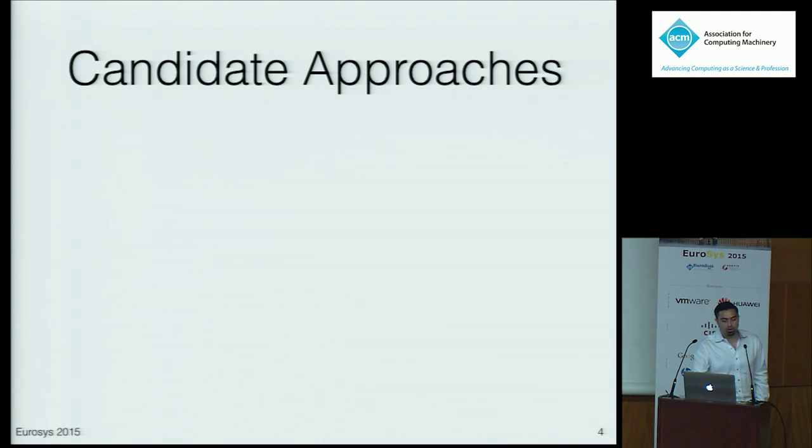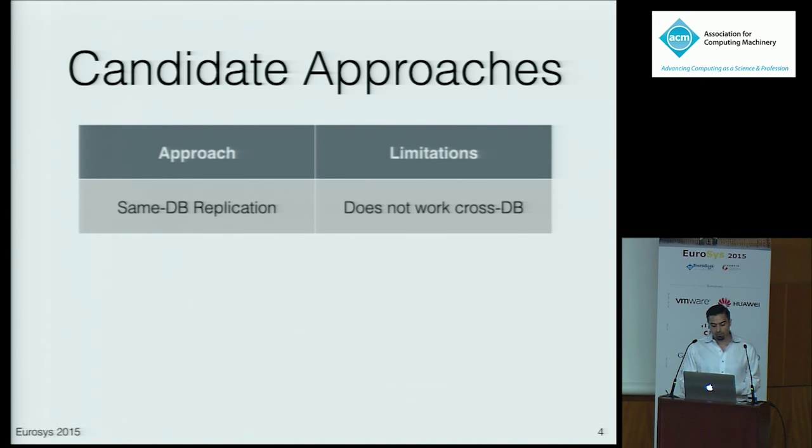So what are people doing right now to address the problem of database replication? We've looked at the latest work in academia and in the industry, and they fall into the following categories. First, we have same database replication. There's a ton of work in this area, mainly to address availability and scalability concerns. These systems are not useful for us as we want to do cross-database replication.